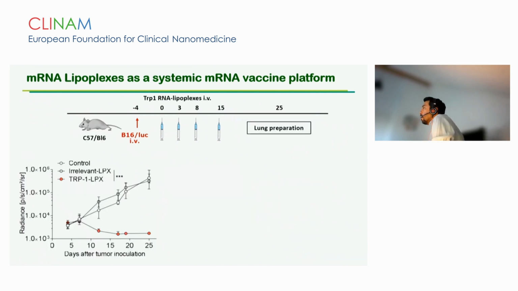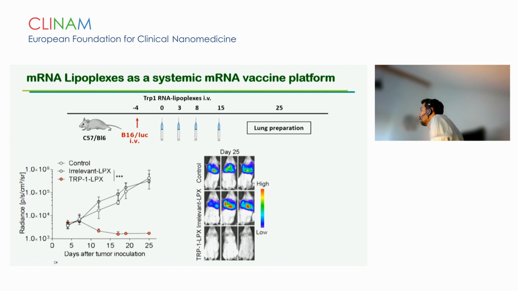Another model, B16 melanoma, using a tumor-associated antigen, TRP1. Immunization with this antigen leads to the shrinkage of the tumors and loss of the luciferase signal. And when we use an irrelevant RNA that is not expressed by the tumor, we don't have any effect. These are again the luciferase pictures. They are completely free when they are immunized.